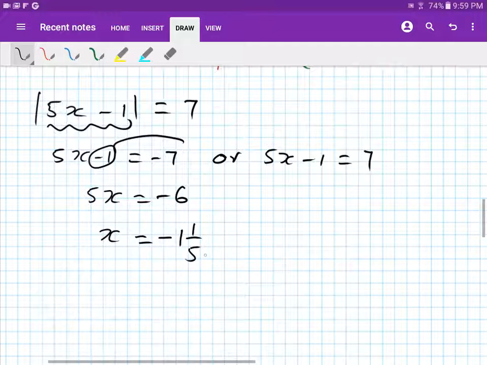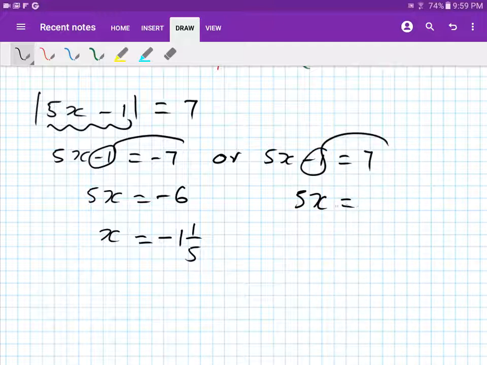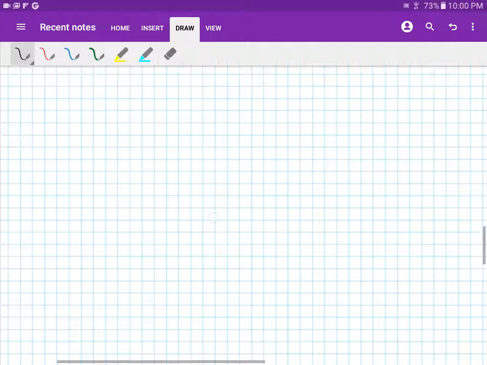Negative 1 and 1/5. See, I move this to the other side. So 5x is equal to 7 plus 1, what do you get? You get 8, correct? Then you divide by 5, so it equals 1 and 3/5. If you substitute that in, you should get the same answer, which is 7, all right? Because it's the absolute value of some number equal to a constant, you don't need to test it, only in this type of question. Let's move on to the next one.